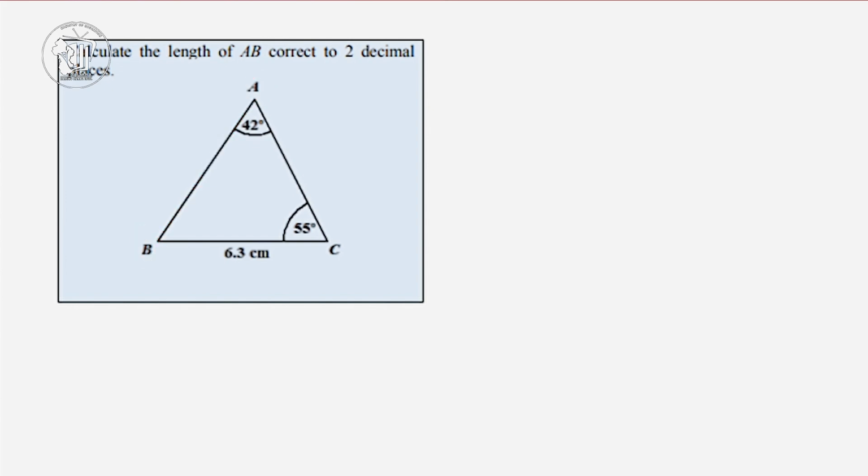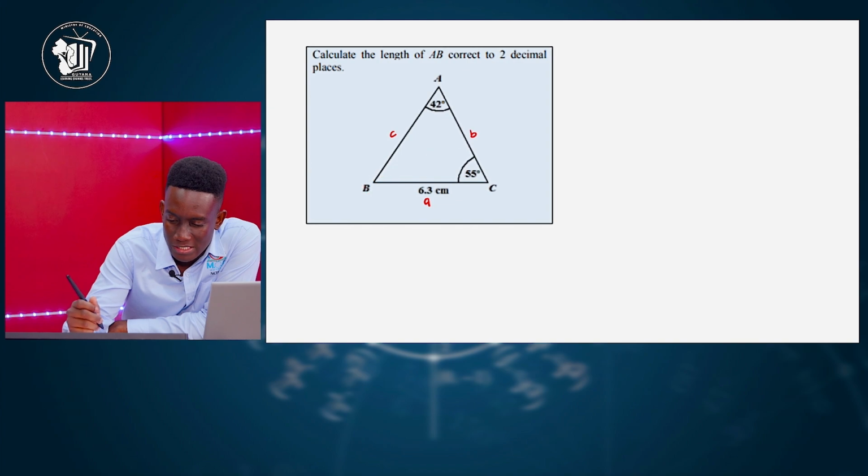So let's label our triangle. We have A here, so opposite that would be small a. We have C here, opposite that would be small c. And we have B here, so opposite that would be small b. So we have a, b, c. And we see we are given two angles and a side, and we want to find the other side.